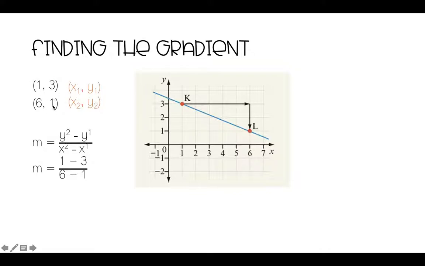I can't go 1 take away 3 and 1 take away 6. That won't give me the correct run. So I have to be careful that I use the same coordinates first and the same coordinates second. So 1 take away 3 is -2 over 6 take away 1, which is 5, so we get -2/5 like we did before, and we end up with -0.4.